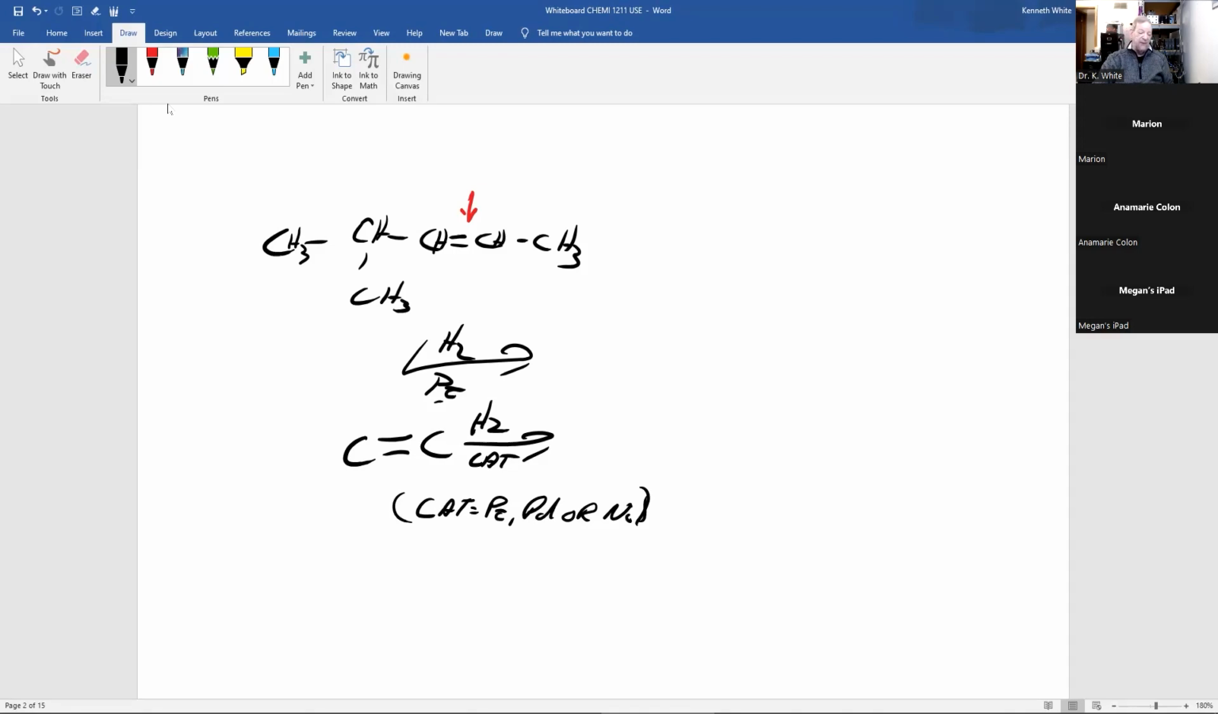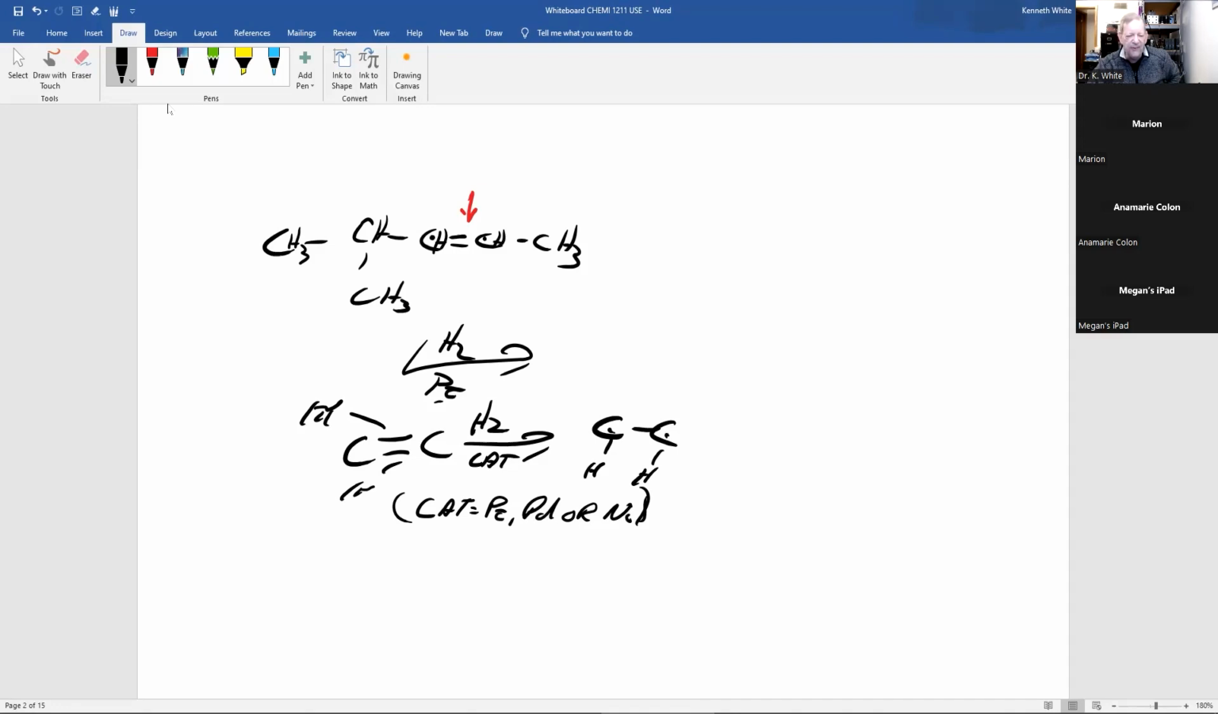If you work in industry, you use nickel. In academics, you have more money to spend, so you use platinum or palladium. You break the pi bond. Remember, this is one pi bond, one sigma bond, and each carbon of the double bond gets a hydrogen.